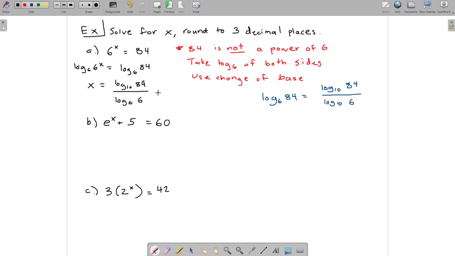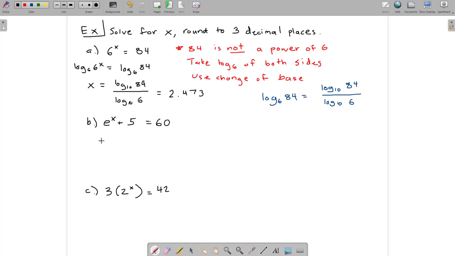So now we can plug this into our calculator, and we're going to round to 3 decimal places. So let's go ahead and try that. Using the log button, that gives me log base 10, plug in 84, and then divide by log base 10 of 6. Alright, so I'm getting 2.47, and then we're going to round here. It's 2.8, so this 2 is going to round up to a 3.